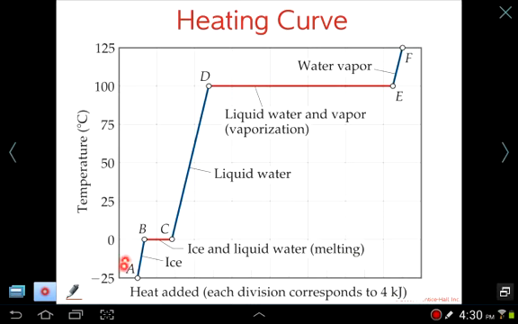You first see the solid portion. In this case, because we're doing water, it is ice. The solid portion being heated. Then you see the solid melting into a liquid. Then you see the liquid portion being heated. Then you see the liquid becoming a gas, and finally the gas being heated.